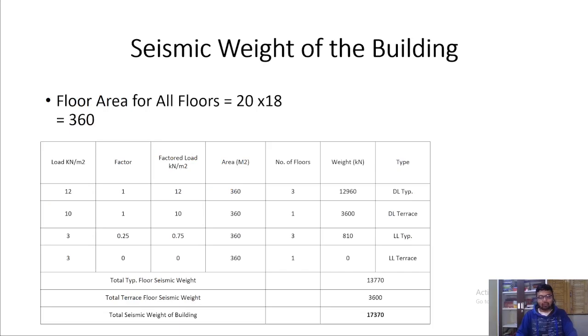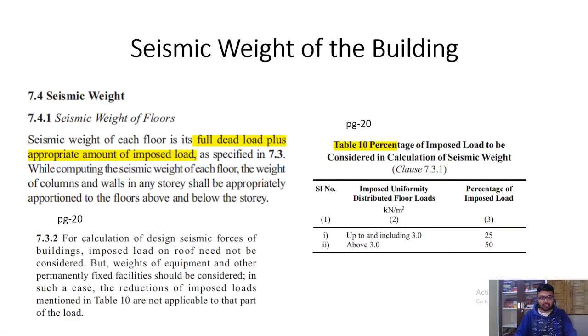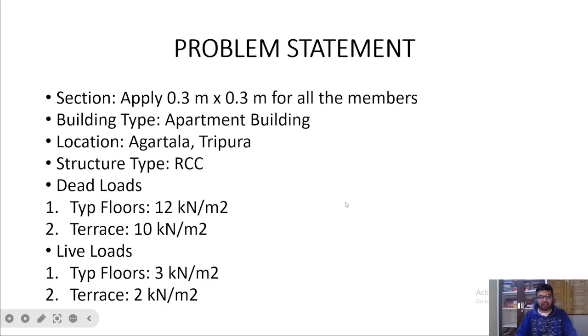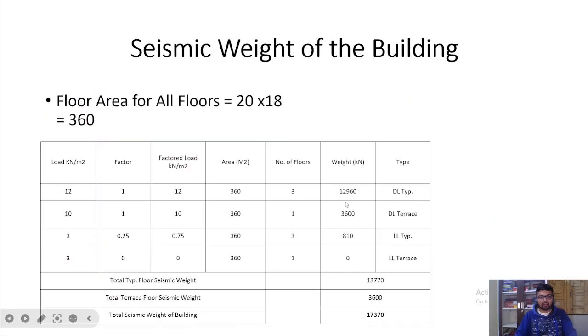Okay, so how to calculate the seismic weight? Now for the floor area, if you look into our plan, it is actually 20 meters into 18 meters. So this was our floor area. 20 into 18 is our floor area, which is 360 meters square.